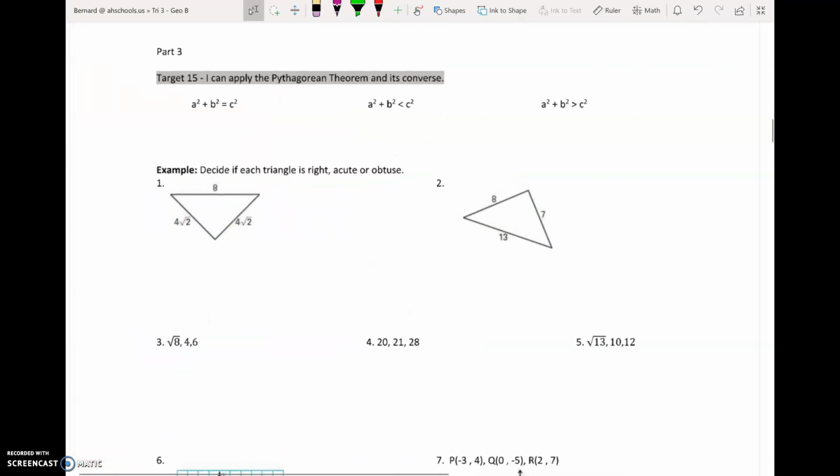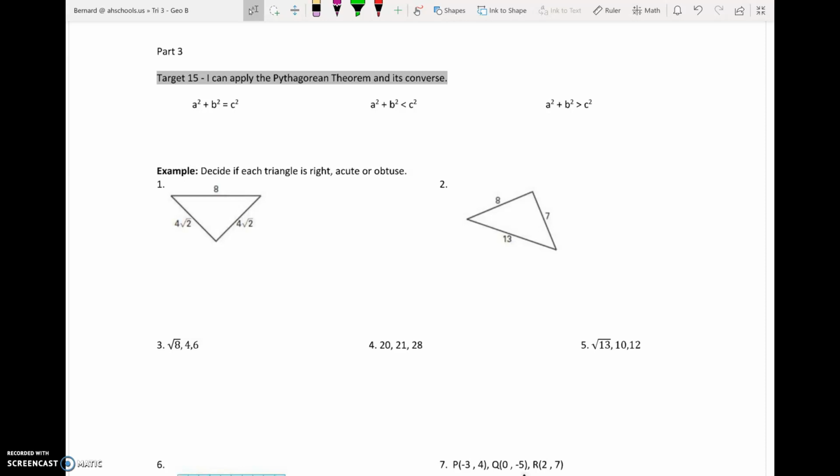Hi, everyone. Welcome back to part 3 of notes for Unit 6. This is still dealing with target 15 today, so we're still going to work with the Pythagorean Theorem. But as you can see in the target 15 description, it says I can apply the Pythagorean Theorem and its converse. And the converse is what we're going to focus on today.